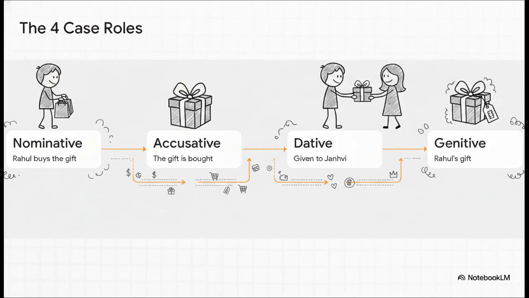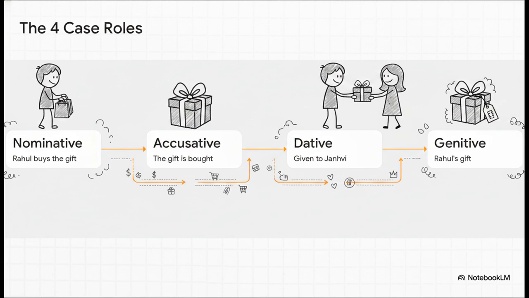Picture this scene in your head. Rahul buys a birthday gift, hands it to Janvi, and later she says, "Hey, this is Rahul's gift." Let's break down the 4 roles here. Step 1. Rahul buys. Who's doing the action? Rahul. He's the giver. That's our nominative case.